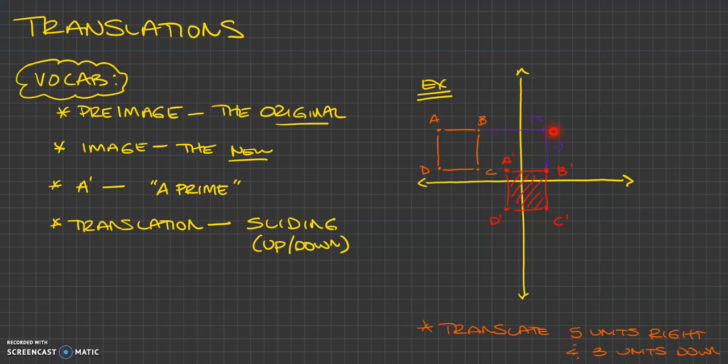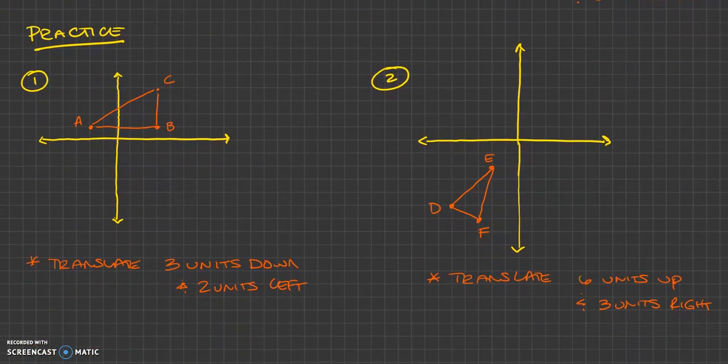But I went for B, 5 units to the right, 3 units down, and I put a dot. And so B becomes B prime. For A, I go 1, 2, 3, 4, 5 to the right, 1, 2, 3 down. That becomes A prime. For C, I go over 5 and down 3, and that becomes C prime. And you do the same thing for D. And that's a translation. All right, if I were to say go left 5 units, then I would go left 5 units. And I could go up 3, or I could go down 3. I can do different things, but in this case, the translation was 5 units right and 3 units down.